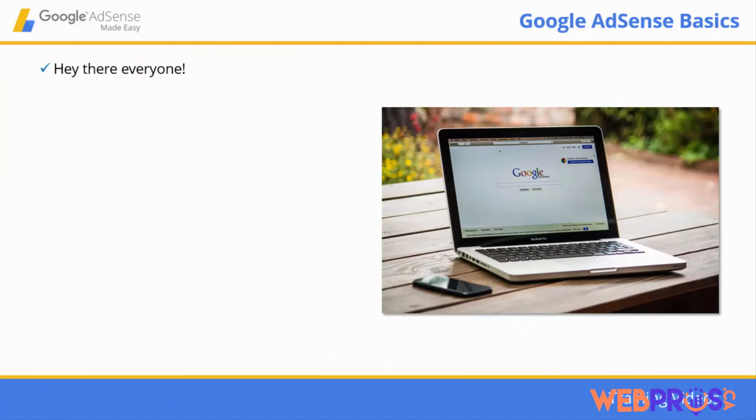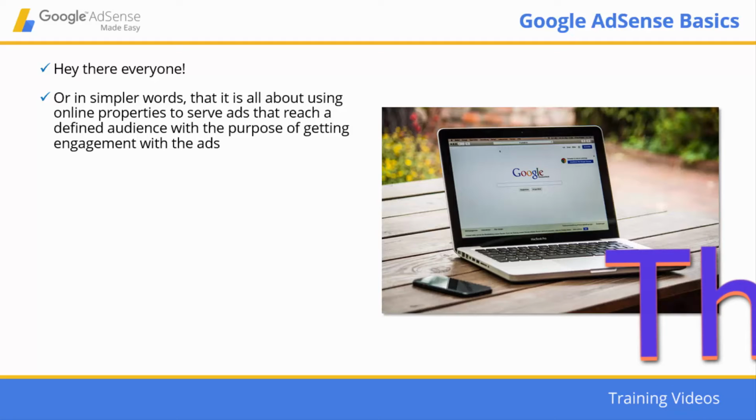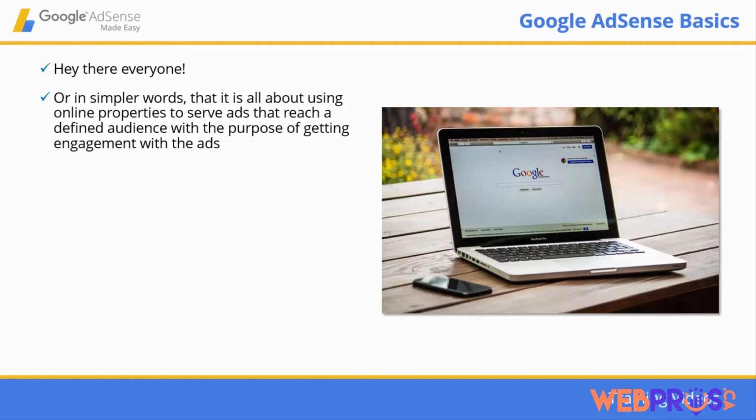So we talked about what online advertising actually is in our previous video. And we happen to mention that for all intents and purposes, it is all about generating revenue through targeting placements with ads. Or in simpler words, that it is all about using online properties to serve ads that reach a defined audience with the purpose of getting engagement with the ads. It is a win-win situation, because advertisers can use relevant placements on niche properties to promote their stuff, and publishers can make money from basically renting placements on their properties to the advertisers.